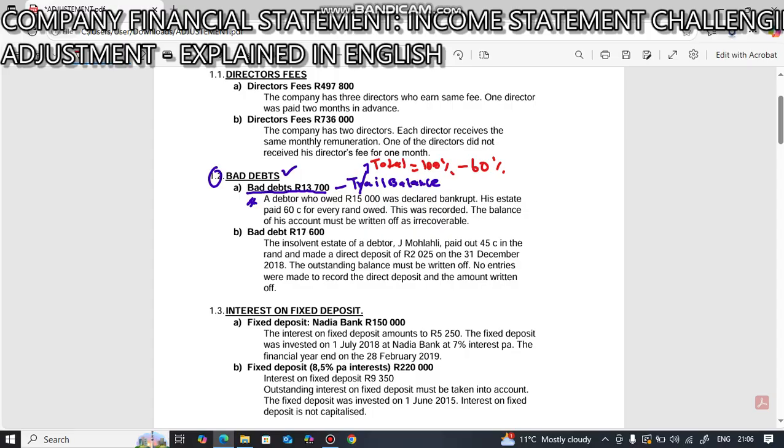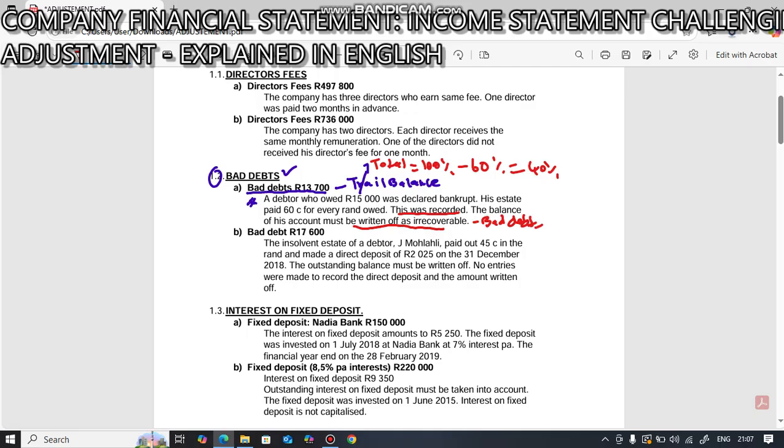We can change this cent into percentage. Don't be confused. So I'm saying this was 60 cents for every rand. So I'm just going to change cent into percentage. So meaning we are left with only 40% here. Let us continue with our information. They are saying the amount that was paid, 60% of 15,000 rand, was properly recorded. And now the balance of his account must be written off as irrecoverable. This means that if they are saying it must be written off as irrecoverable, it means that this is a bad debt.